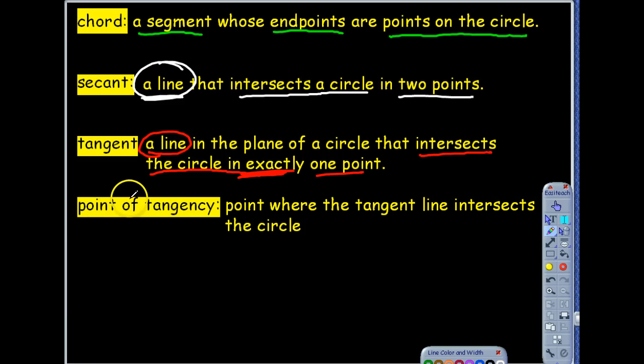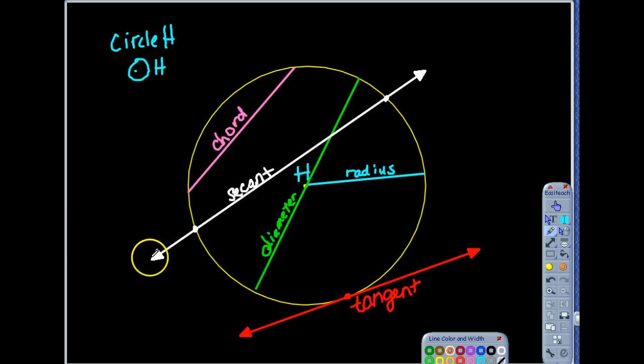The point of tangency is the point where your tangent line intersects the circle. Kind of makes sense. So if this is my tangent line, this point that I drew right here is my point of tangency. Again, this vocabulary is important, guys, because we're going to be using it in some new theorems and new concepts. So just get comfortable with these words. We would like to see you draw this picture in your notes. Yeah, by the way, hopefully you've been doing that.